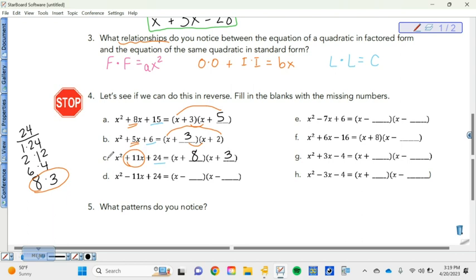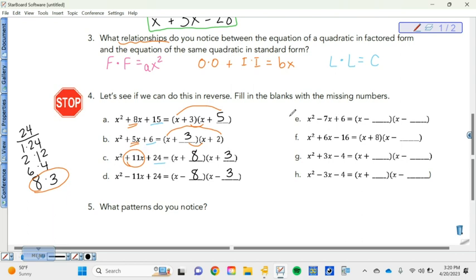Okay, what's the difference between C and D? There's this negative 11x. So what do I do here? Look, it already put in the negative for us, so we can just put 8 and 3. But now I have my last times last is negative 8 times negative 3, which still gives me this positive 24. But then negative 8 minus 3 gives me that negative 11. Isn't this fun? I love these so much.